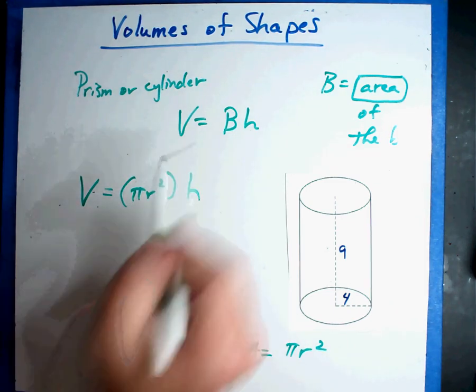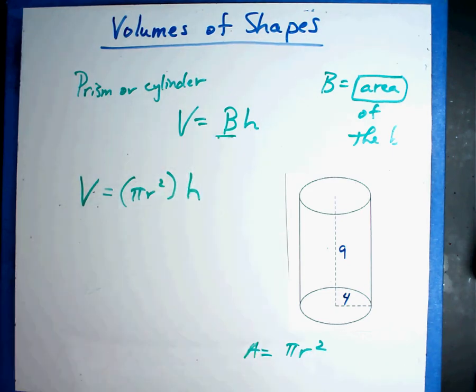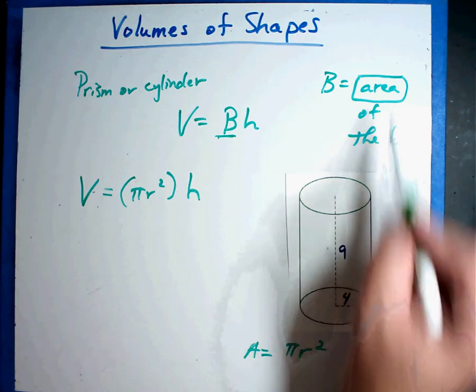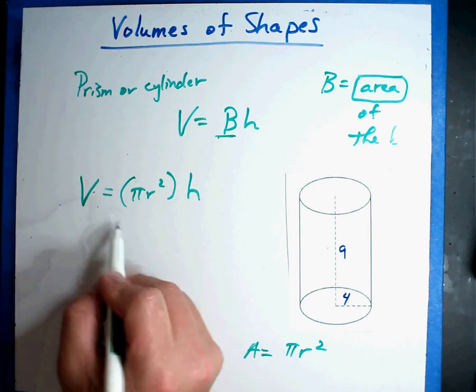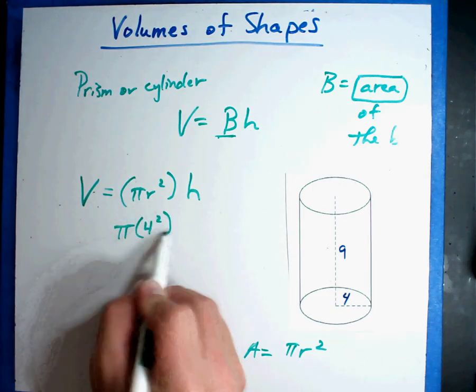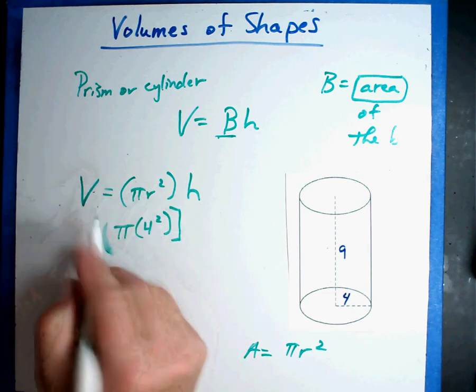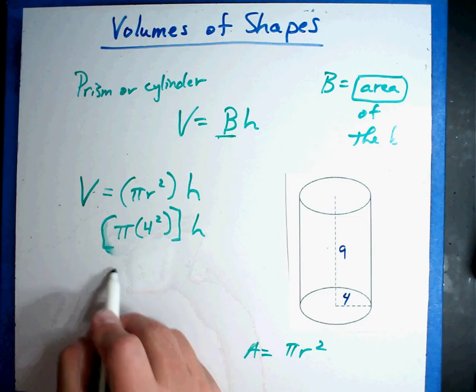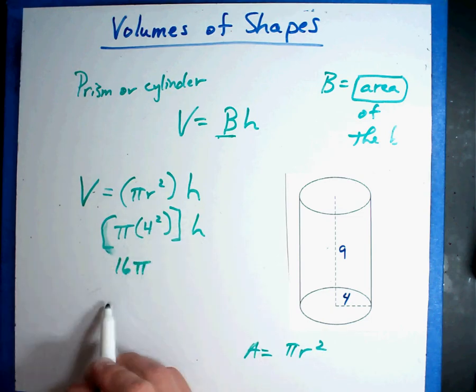Notice the first time I used one formula for B, and now I use a different one. How do I know the difference? Look at the picture. What's it sitting on? That's a circle, and since this is the area of the base, it's the area of a circle. So it's pi times the radius, which is 4, squared, and then I multiply that times the height. 4 times 4 is 16 pi times the height, which is 9.